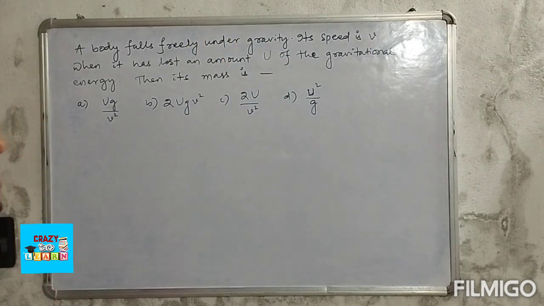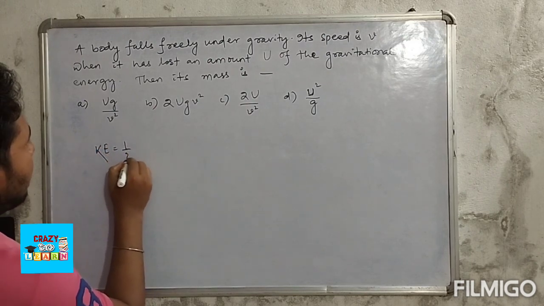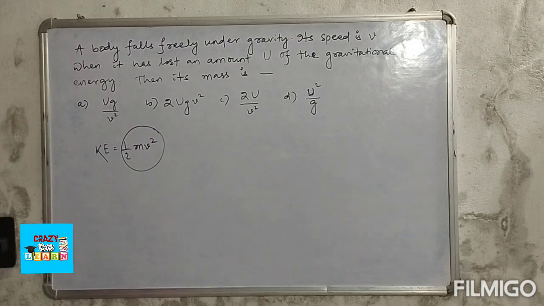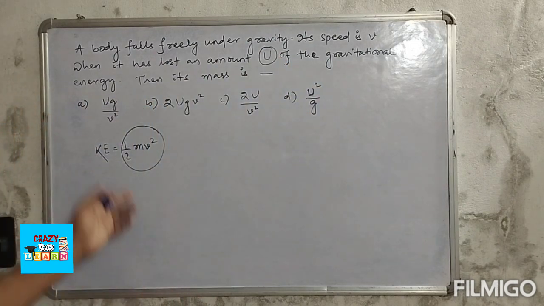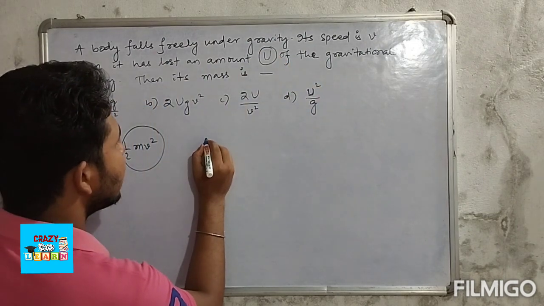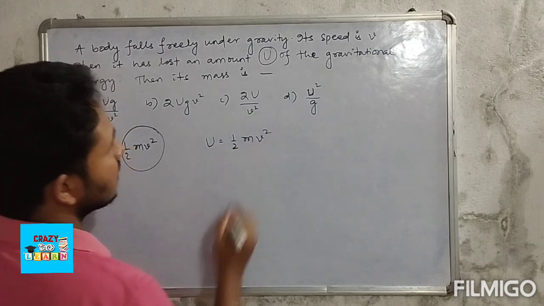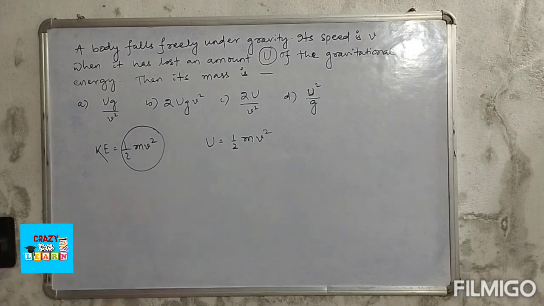So what is the kinetic energy? We know the kinetic energy is equal to half mv square. This kinetic energy, half mv square, is lost because it is converted to the potential energy. So when it has lost an amount u of the gravitational energy, we can write this gravitational energy u is equal to half mv square. This u is equal to the lost kinetic energy.